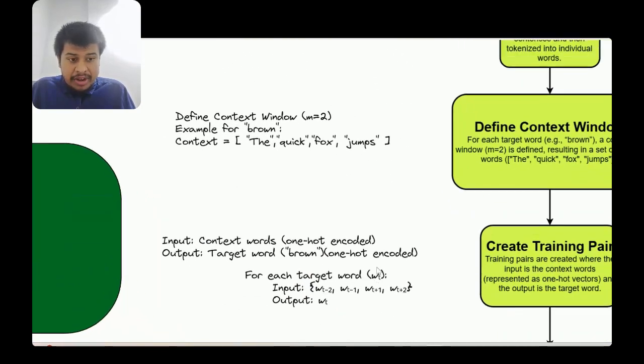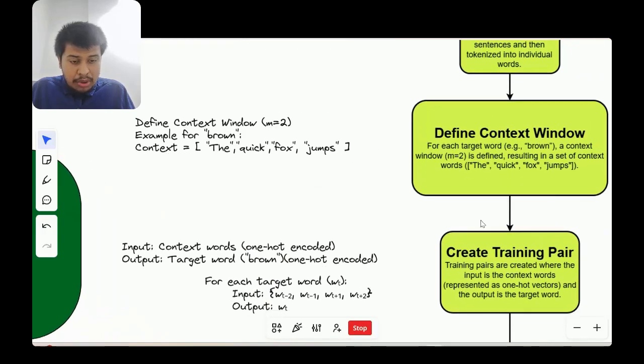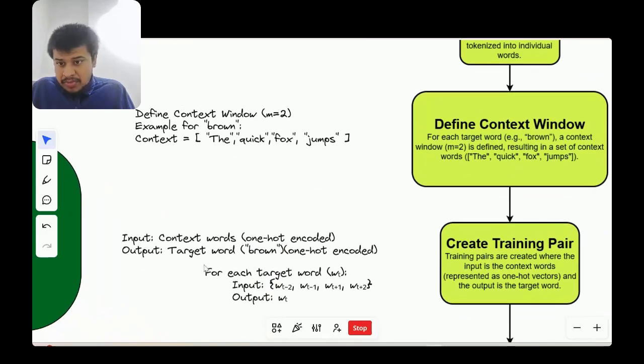So creating the training pair. As per the context window, we have to create the training pair now. So how do you do this? How will the training pair look like? In the input, it will be just the context words, all of the one-hot encoded context words which are there for this particular word brown.